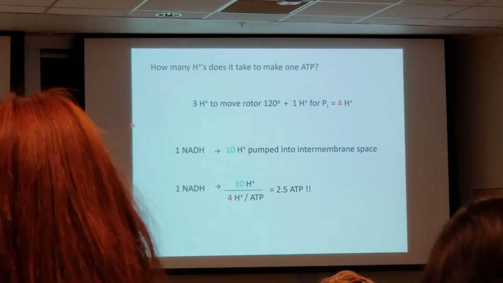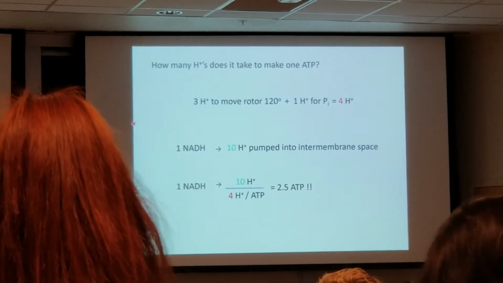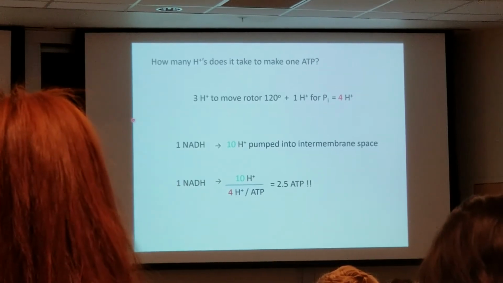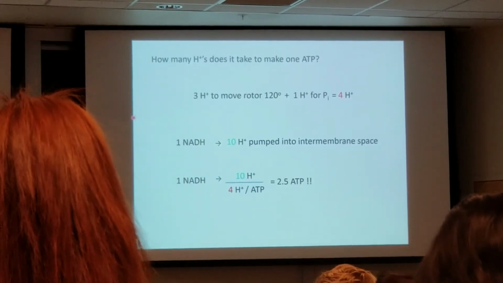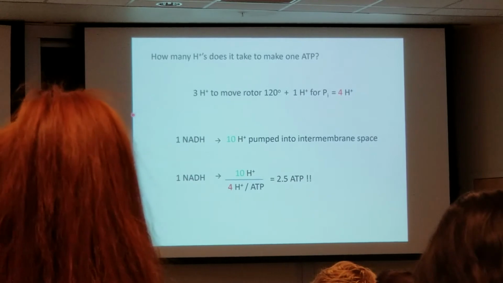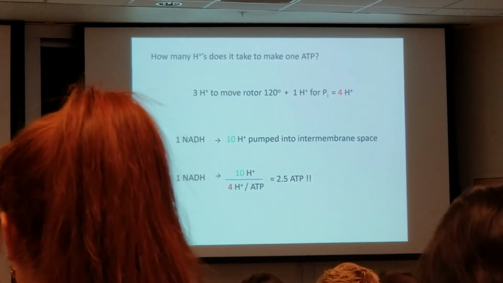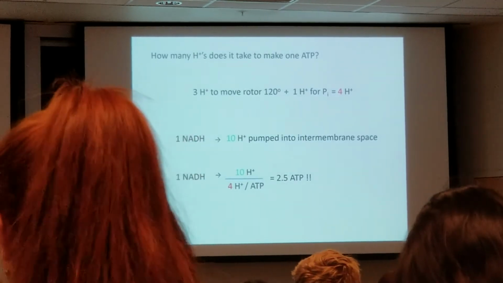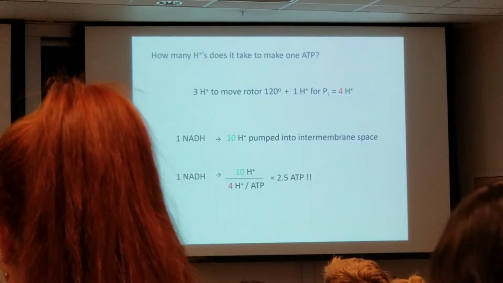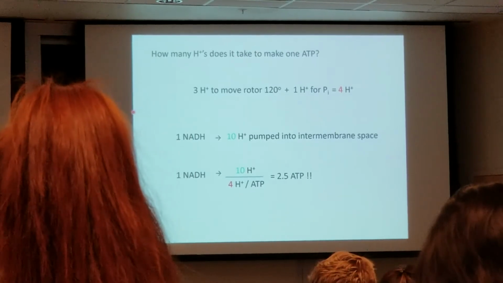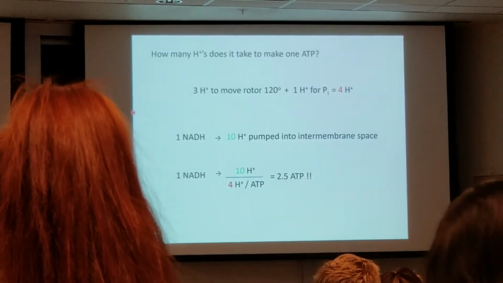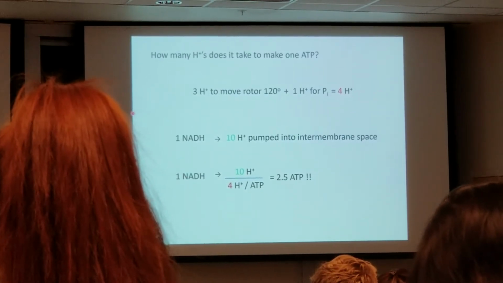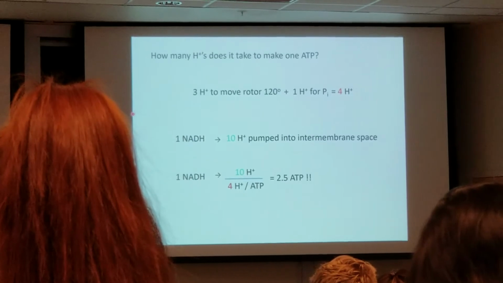Now the half part shouldn't cause us any concern because this is a continuous process. The rotor is moving all the time, the electrons are going down all the time, so you're just making a fair amount of ATP. So I'll let you figure out how many ATP you get from one FADH2. Okay? Think about that. Anyway, you're getting a lot of ATP from the energy that originated in NADH.